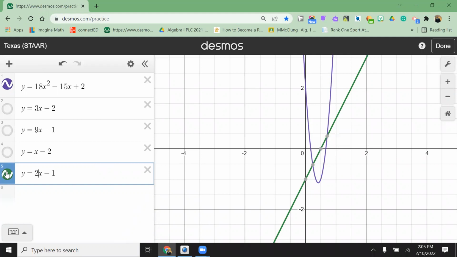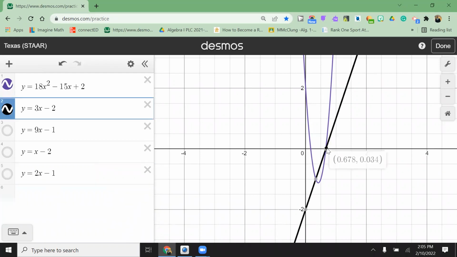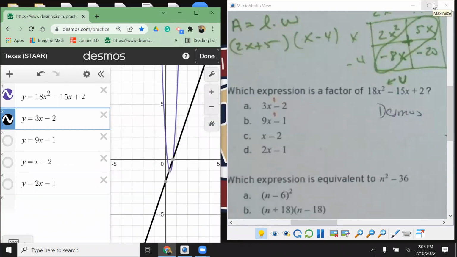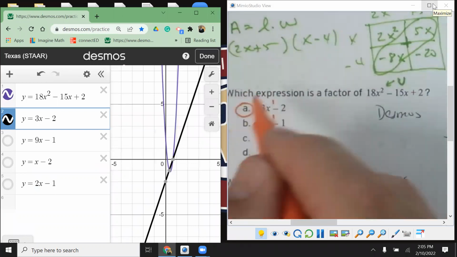So this one is obviously my answer, because you can see that the purple and the black are touching together right here on the x-axis. So that is my answer. It was the very first one. This guy is my first one.